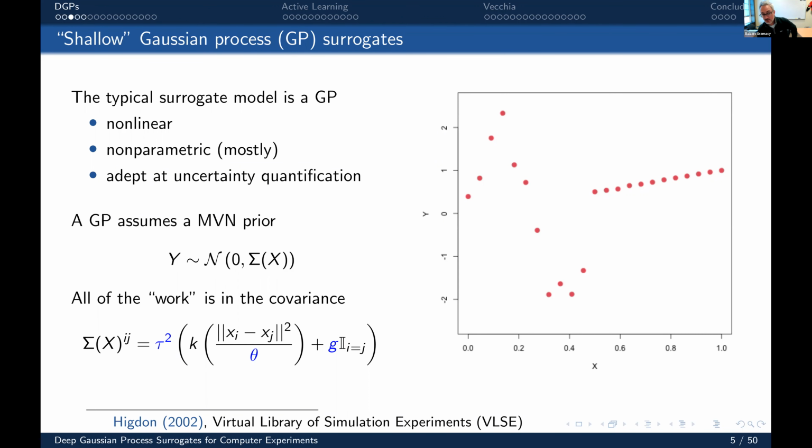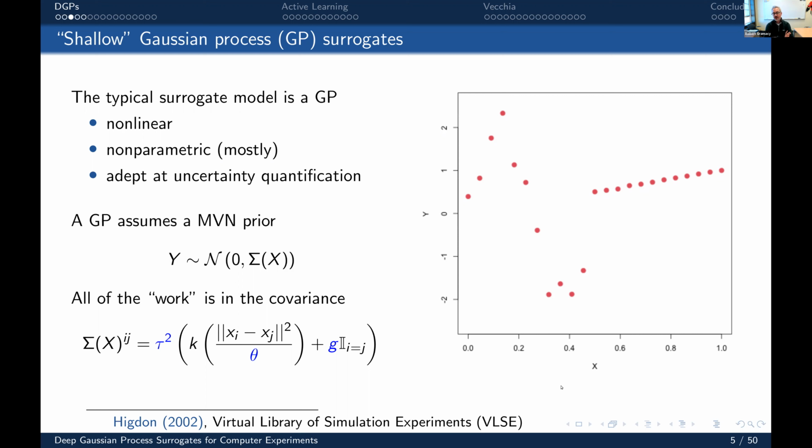I hope this isn't the first time you've encountered one. If it is, I'm probably not going to be able to do it justice with just one slide. But the reason that a Gaussian process is the typical surrogate is because it can furnish accurate nonlinear predictions. They're non-parametric, so that means flexibility becomes richer as you get more training data. That's not a technical definition. I bet Larry could give you a technical definition. And they're adept at uncertainty quantification.